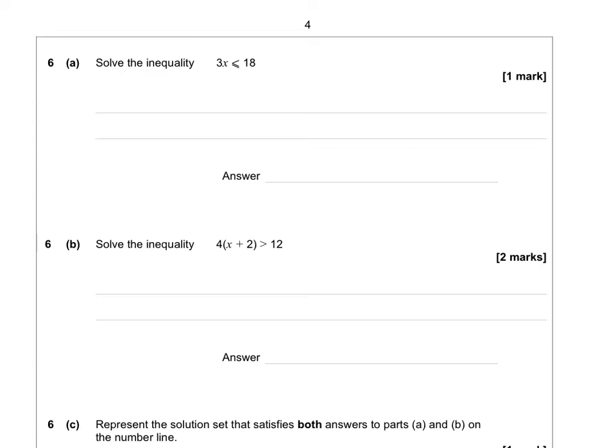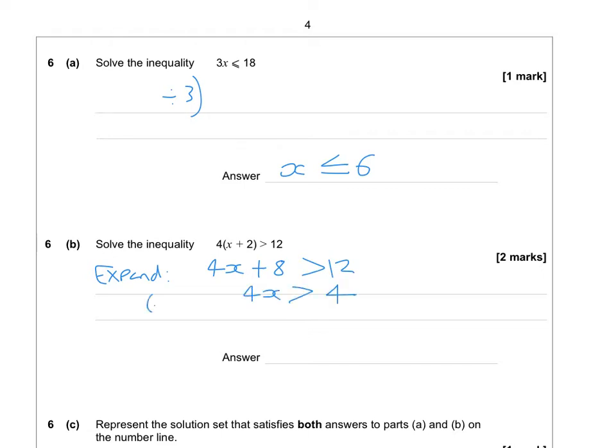Question 6. Part A. Solve the inequality 3x is less than or equal to 18. Divide both sides by 3 gives us x is less than or equal to 6. Part B. Solve this inequality. If we multiply out the brackets, we have 4x plus 8 is greater than 12. So 4x is greater than 4 if we subtract 8 from both sides. And if we then divide by 4, we get x is greater than 1.